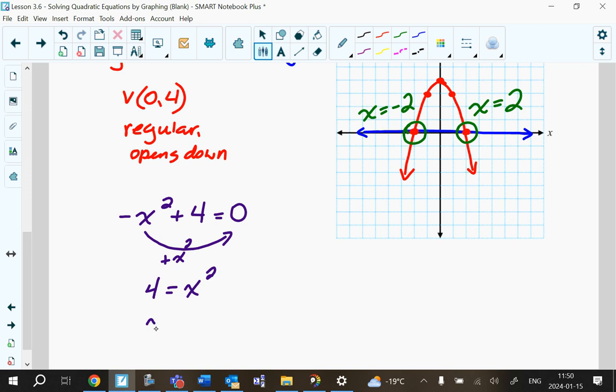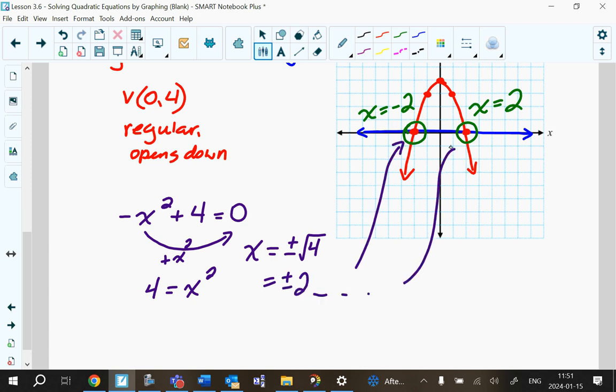Now, how do we find x? How do you get rid of the square? Right, but not just the positive square root. And what is the plus minus square root of 4? Notice they match. It's all connected. Graphing is connected to algebra.